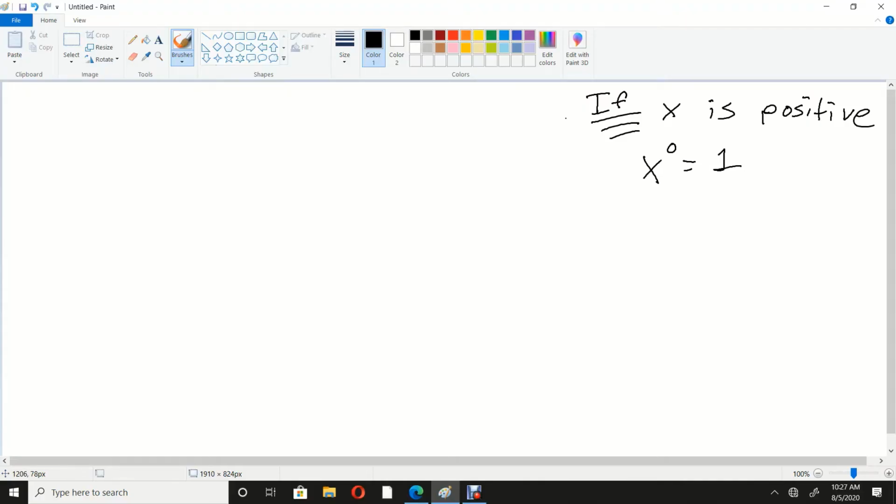So throughout this lesson, remember this rule right here, okay? If x is positive, then x to the 0th equals 1, okay? This doesn't work if the number is negative, and we'll talk about why later. But I want to do another illustration of why x to the 0th power equals 1.